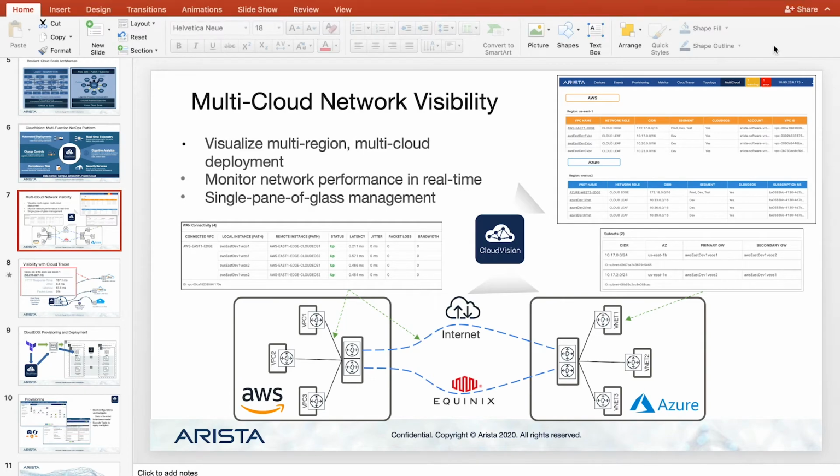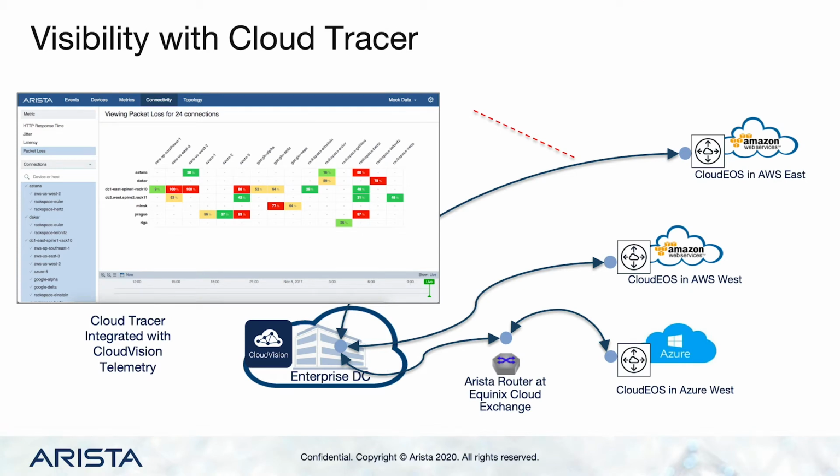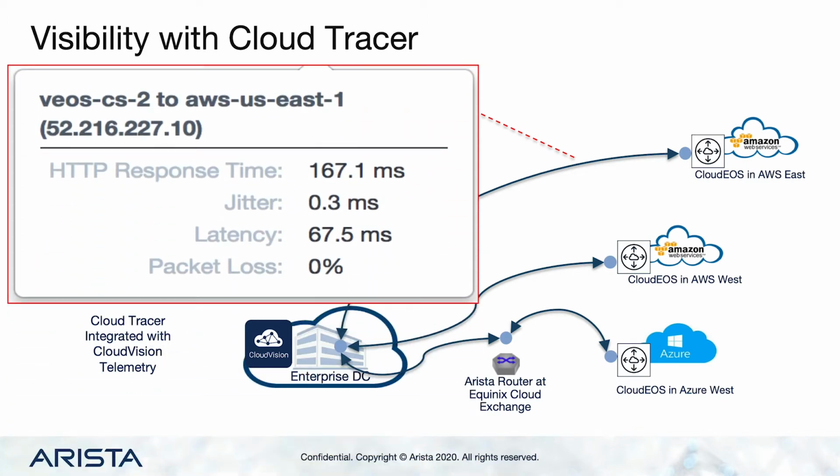Another powerful application in CloudVision from a monitoring perspective is CloudTracer. CloudTracer was introduced as part of our hybrid cloud solution because of Arista's single binary operating system. You can leverage this application for any EOS device, virtual or physical. Under the covers, the way this works is on the EOS devices themselves, you configure target endpoints where you want to capture certain metrics. So for example, you could have google.com as a target endpoint, and then these metrics are streamed back from the EOS device to CloudVision, such as HTTP response time, jitter, latency, and packet loss.